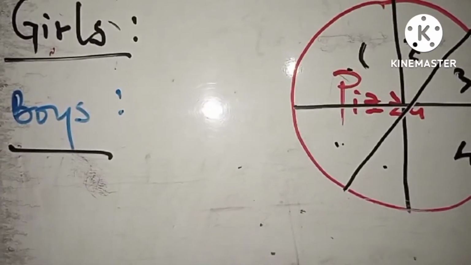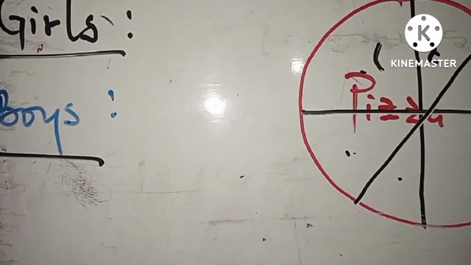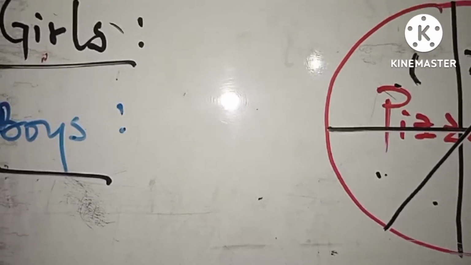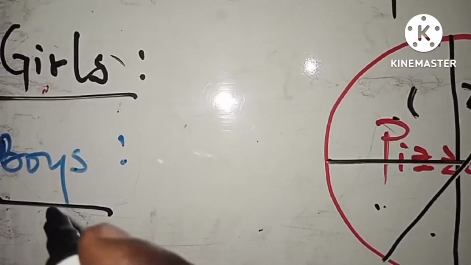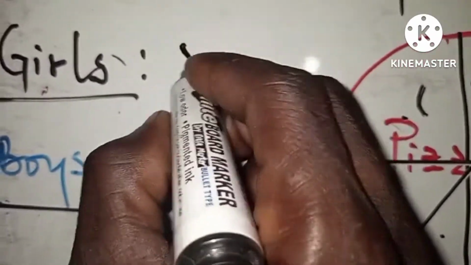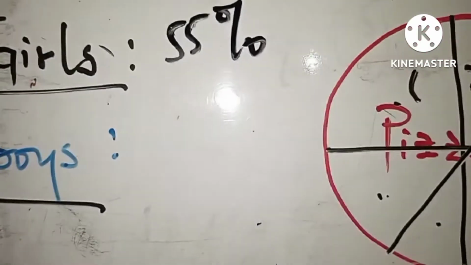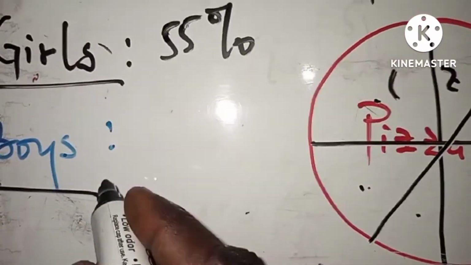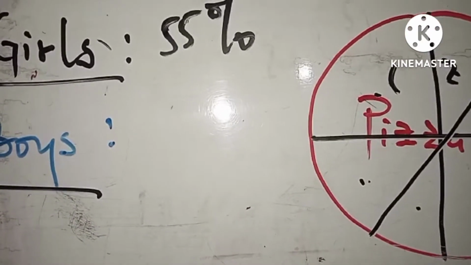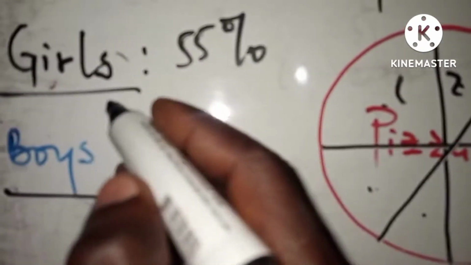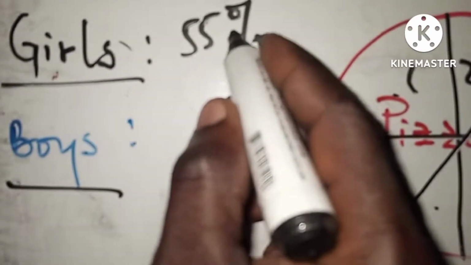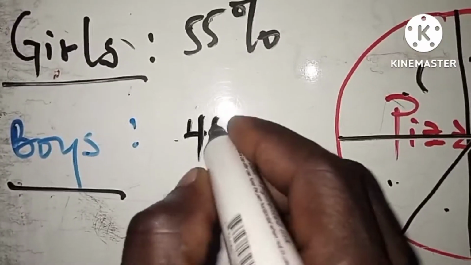According to the question, we are told that 55% of the pupils in a class are girls. So here we have 55%, which is 55 over 100. What will be the number of boys in that class? We know that a class consists of boys and girls. So if the girls are 55%, the boys will be 45%.